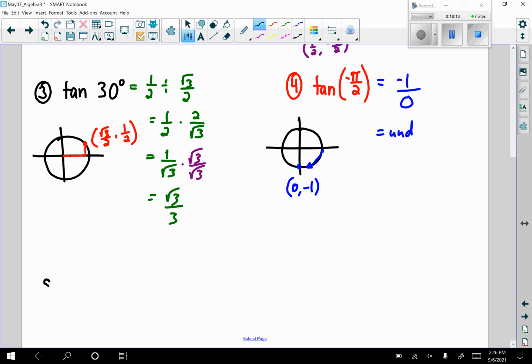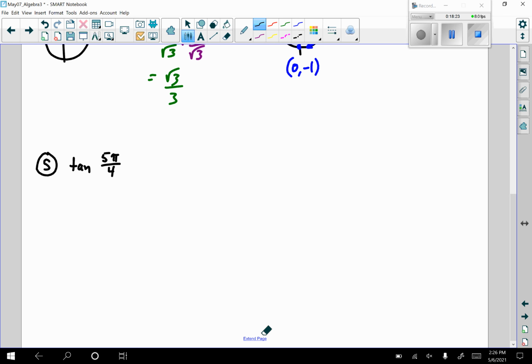Let's just try one more. Let's do tangent of 5 pi over 4. So it is a pi over 4 radian measure. We're in that family. Since 5 is 1 larger than our denominator, 4, that puts us in the third quadrant. We're right in the middle of the third quadrant. What is this ordered pair? They're both negative, so these are both negative radical 2 over 2.